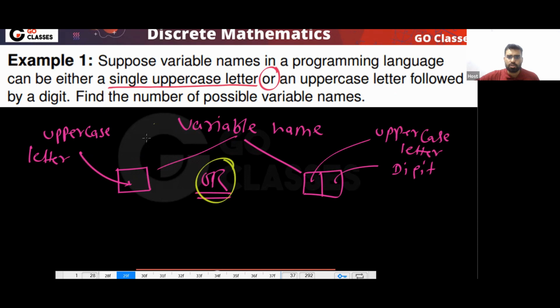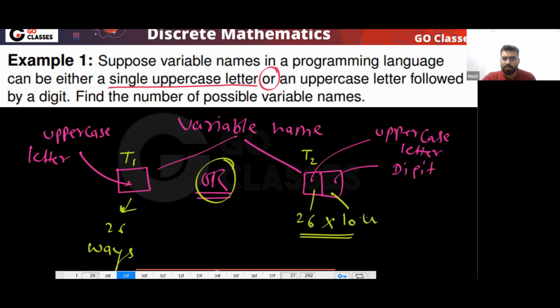Tell me, these two, T1 and T2, are they disjoint? Yes, they are completely disjoint. So how many ways for T1? The answer will be 26. There are 26 ways for T1. And how many ways for T2? Here we have 26, here we have 10. So these many ways for T2.